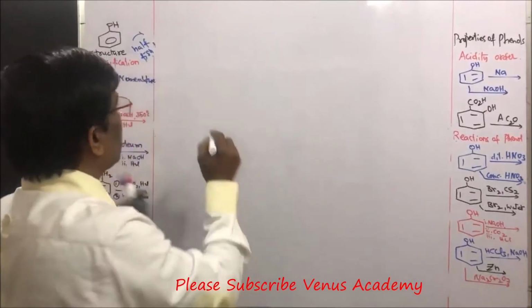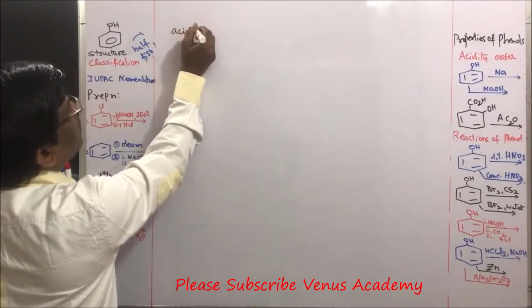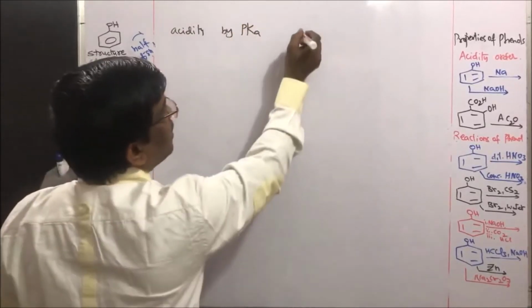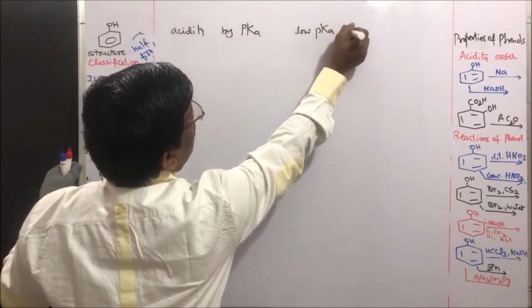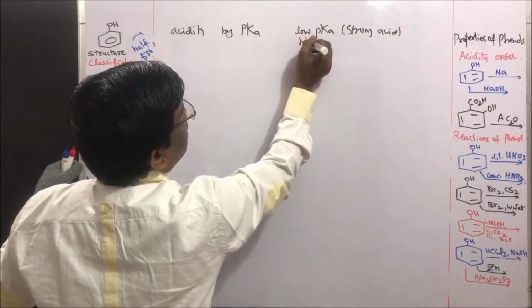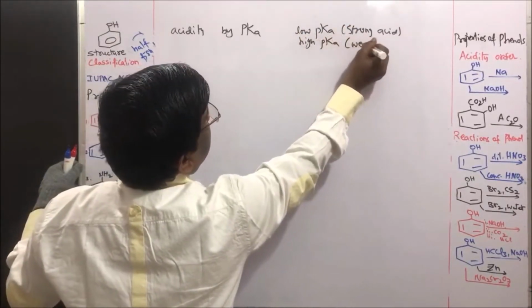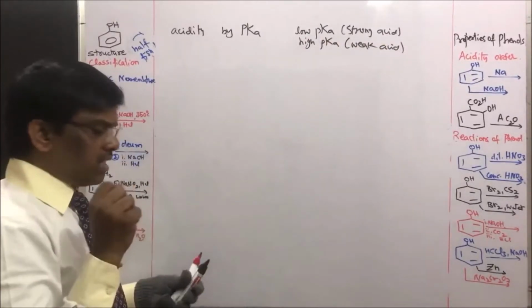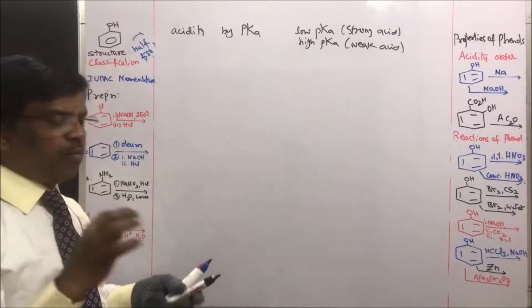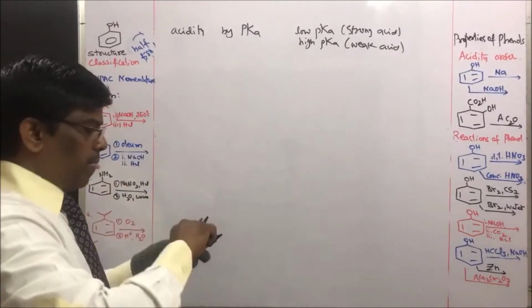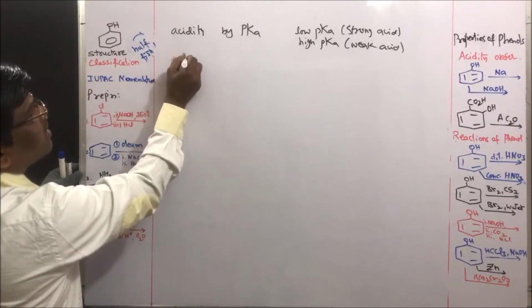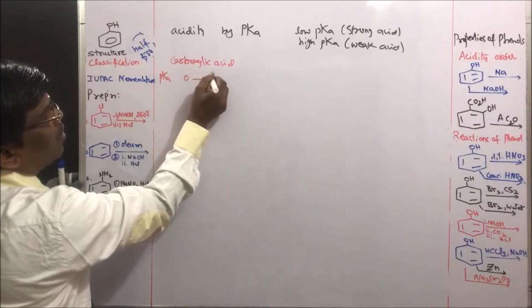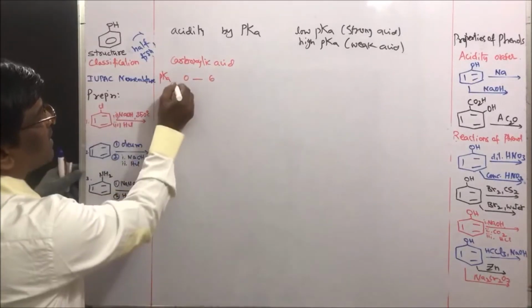So acidity of organic molecules can be denoted by pKa values. As the pKa value is low, it is a strong acid; a high pKa value means a weak acid. When you take overall organic molecules, the first and foremost acidic compounds are carboxylic acids. The pKa of carboxylic acids is going to be around 0 to 6. So these are strong acids.